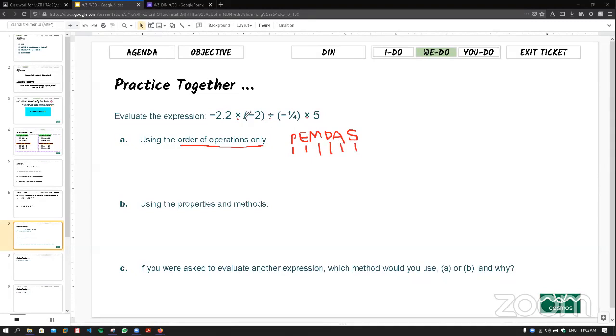Yes, you need to do times first. You need to multiply these two, right? 2 and 2, so 2.2 times 2 is 4.4. Is it positive or negative?